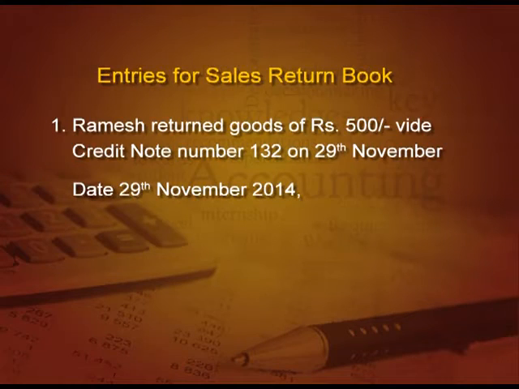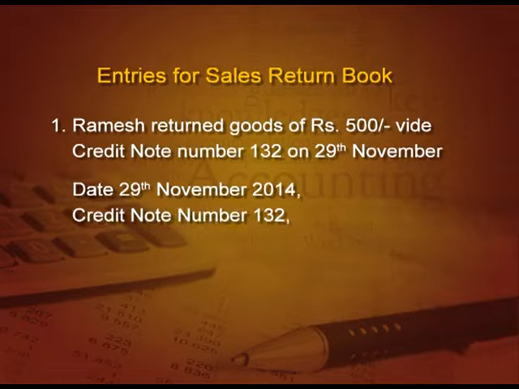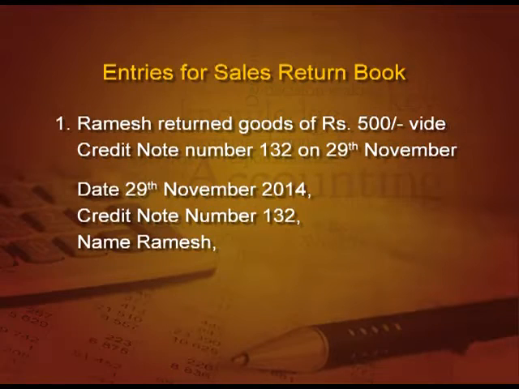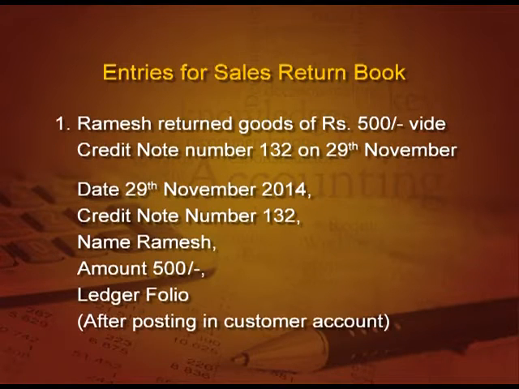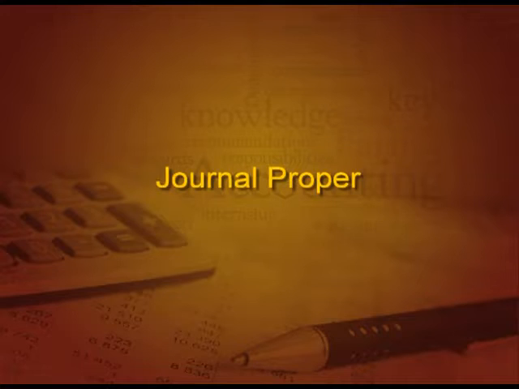In the date column, first of all we will write 29th November 2014. Next, in the credit note number column, we will write 132, and in the name column we are going to write Ramesh, the person who has returned the goods, and then in the amount column 500 rupees, and as usual ledger folio after posting in the customer account. Now, let us start with a very important book, that is journal proper.